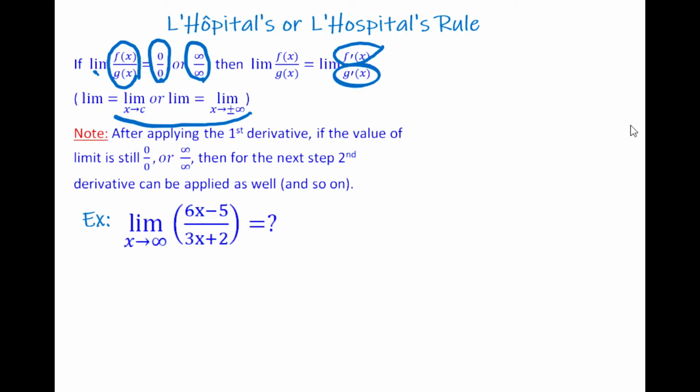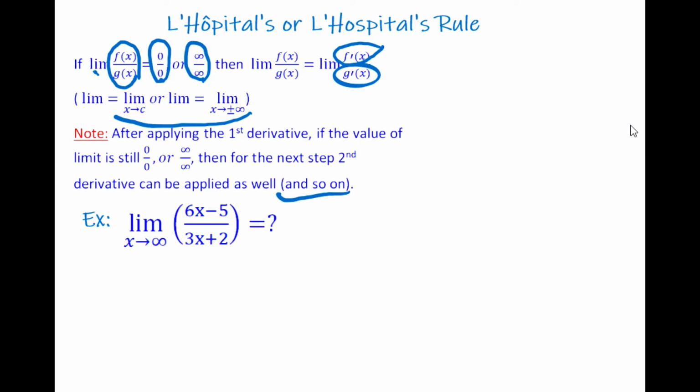So this is equal to the original case, and we have a note here, and it says after applying the first derivative, okay, if the value of the limit is still 0 divided by 0 or infinity divided by infinity, then we can apply the second derivative to the numerators and denominators again, okay. And at the end of the second derivative also, if we get 0 divided by 0 or infinity divided by infinity, then we can apply the third derivative and so on.